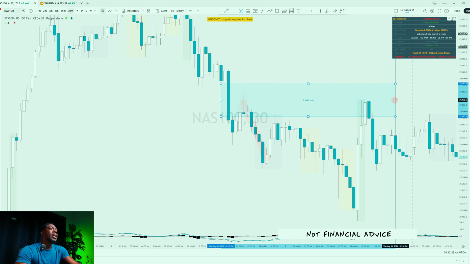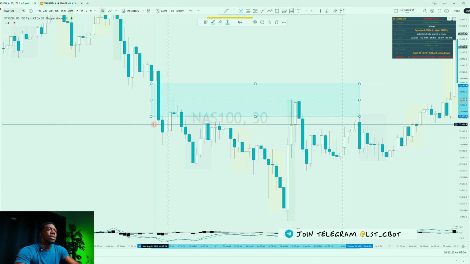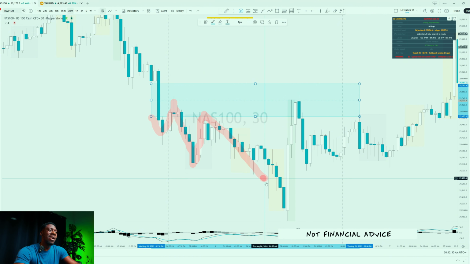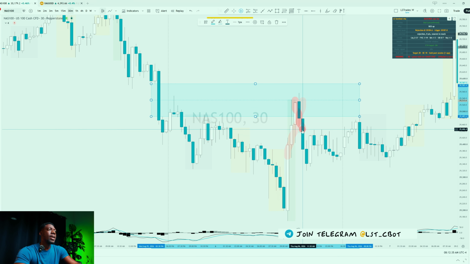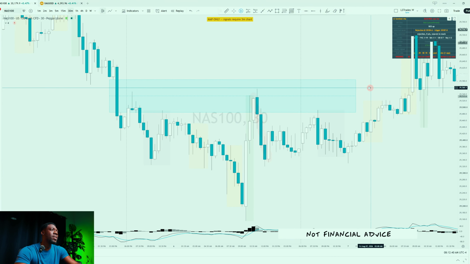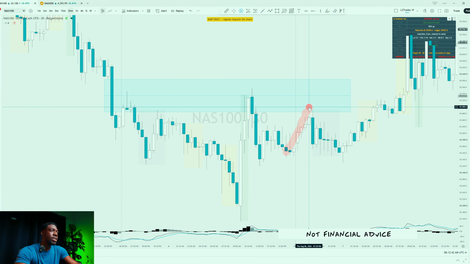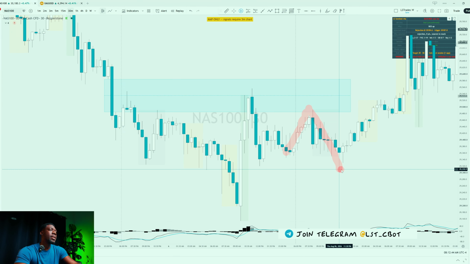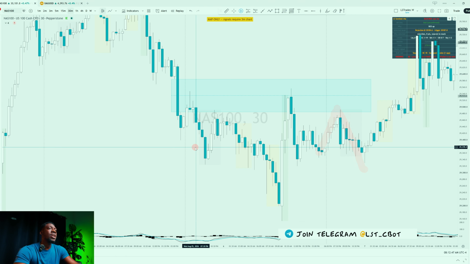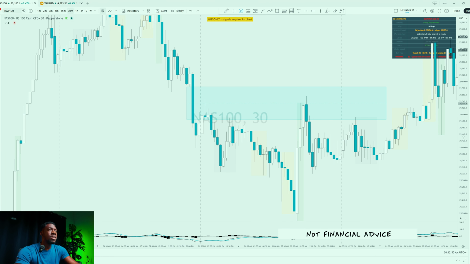Usually gaps can be respected more than one time. So you can tell that we tapped into it and bounced away. We tapped into it a second time and bounced away. We tapped into it a third time and then we had a final move out. And look right here, we had even a 4th touch. We touched it the 4th time and then it bounced out. So fair value gaps happen all the time, and this is a concept you need to understand.